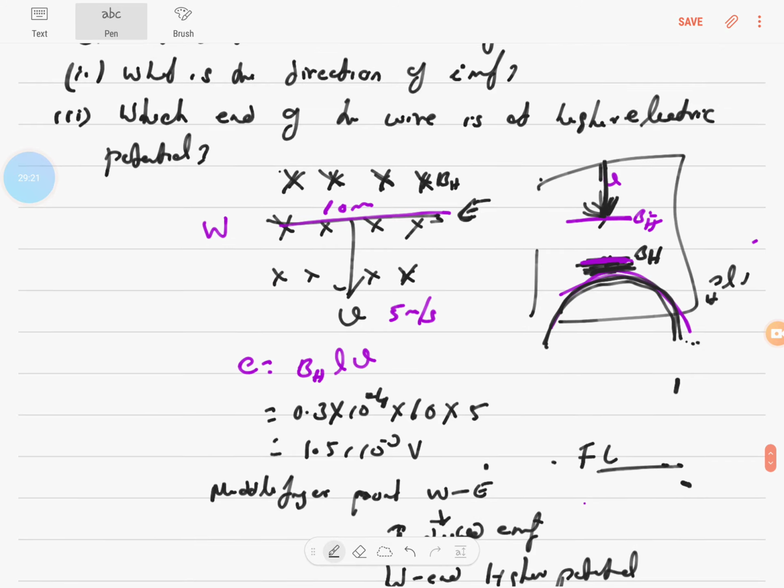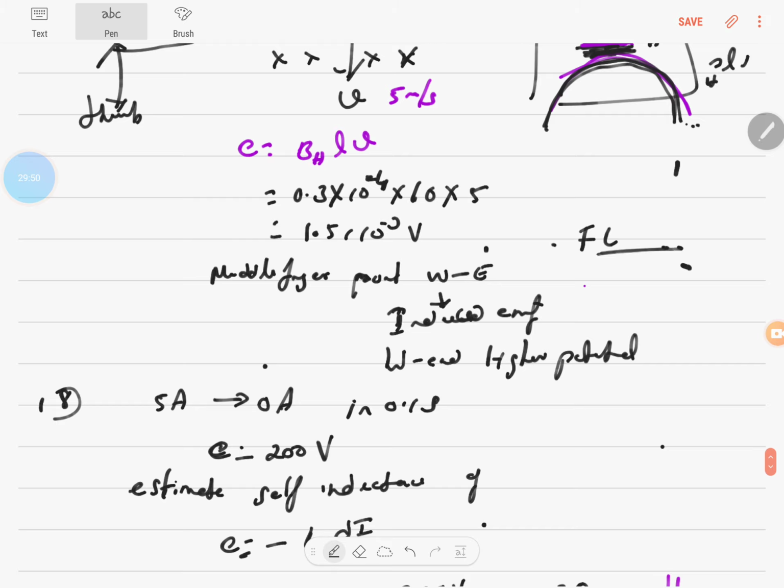Just make sure you point your middle finger, let's use the right hand rule. You know that the thumb has to be pointing to the direction of velocity. And the index finger should point to the direction of the magnetic field, which is inward. And when you keep it like that, obviously your middle finger will be pointing to the direction of the EMF induced, which shows it's going to be from west to east.